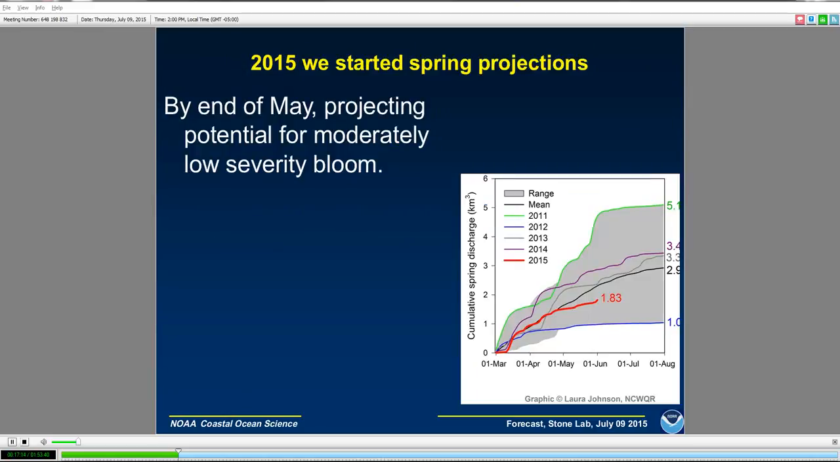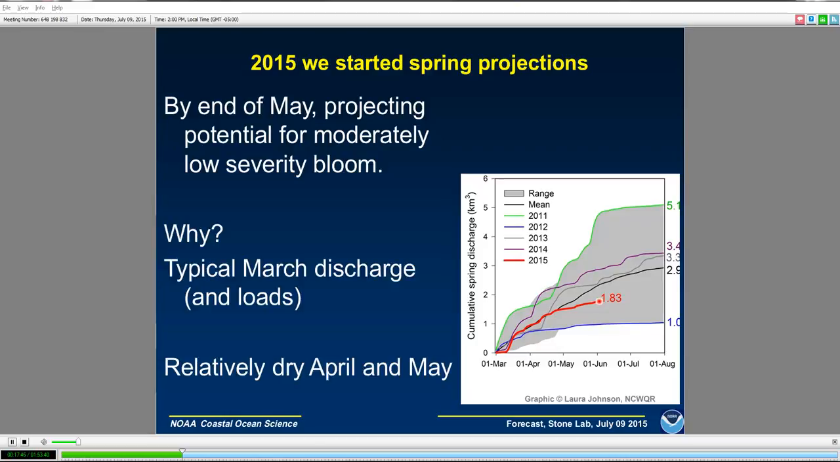So, 2015, we started a spring projection this year, trying to get a sense of what's going on before we get to this event here. Close work with Laura Johnson on this. And at the end of May, we were projecting a potential for what would be a moderately low severity bloom. And the graphic here looks very familiar from Laura's work, and you could see that the discharge is certainly below 13 and 14 overall, and well below 11.